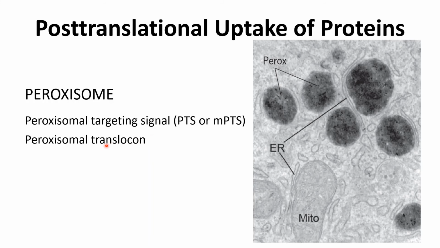And this translocon is so large that the proteins can enter the translocon in their native state. Meaning to say, if they're already folded, there's no problem. They can just pass through the peroxisomal translocon with ease. So they don't need to be unfolded again. But the story in mitochondria and chloroplasts is a bit different.